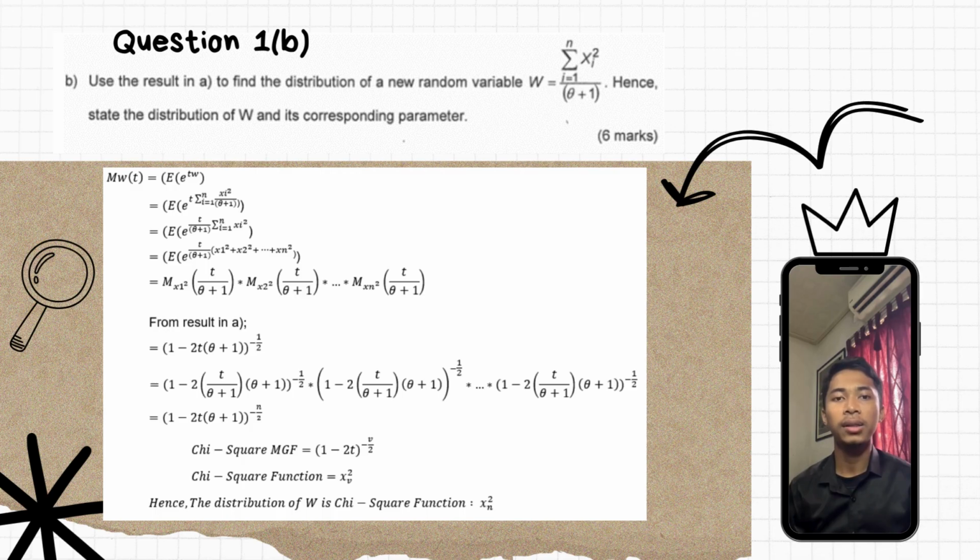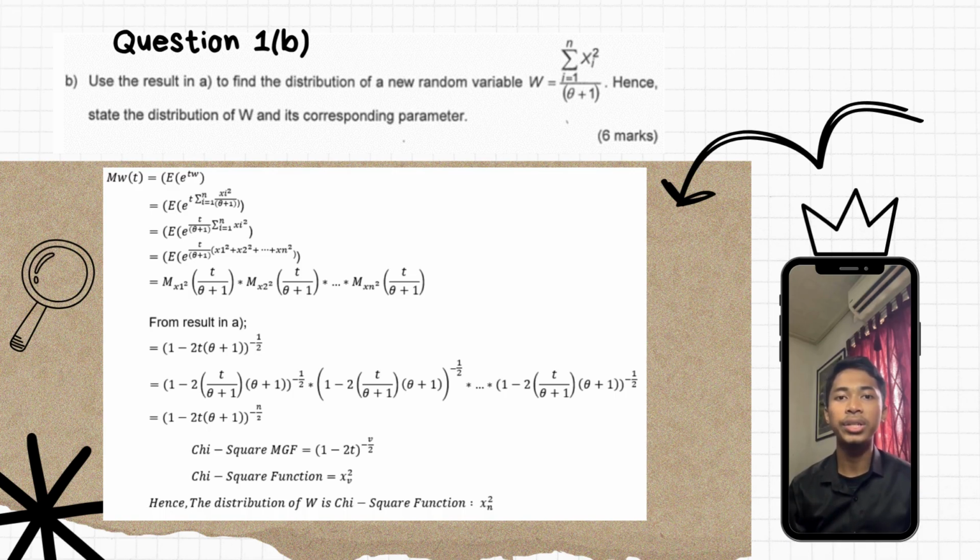And from the expected value of e to the power of t over theta plus 1 times x1 square plus x2 square and so on until xn square, we will get the moment generating function of W. From the result in A explained by my partner Ahmad Shahmi, we get the distribution of gamma, which is (1 minus 2t over theta plus 1) to the power of negative 1 over 2.